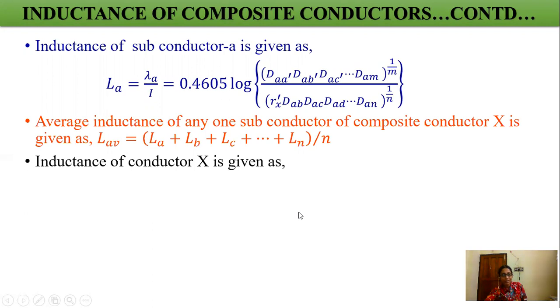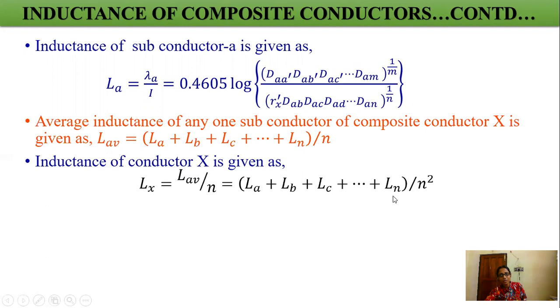So the total inductance of the composite conductor X can be written as Lx equals L average by N, which is nothing but the summation of all the inductances of the conductors in composite conductor X divided by N square.